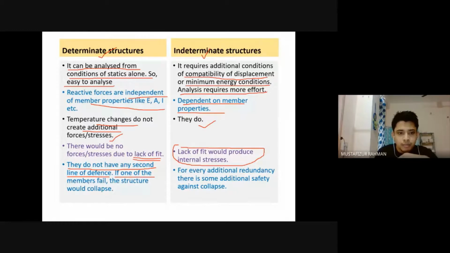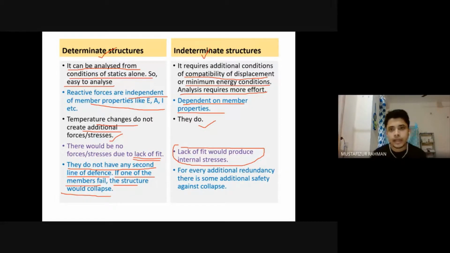If one of the members fails, the structure would collapse. Because it is exactly at the condition of stability, there are no additional members to support it. There is no redundancy. Therefore, if a single member fails, the entire structural system fails.